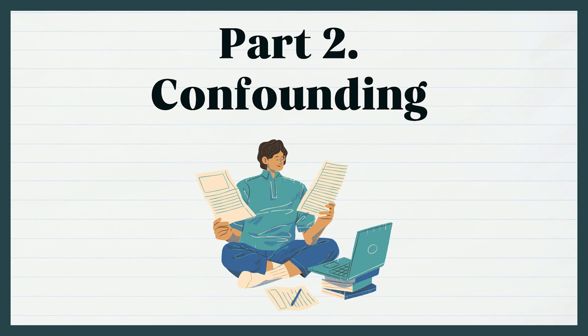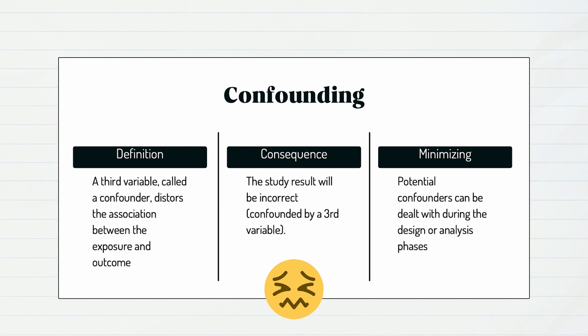The second type of error we'll discuss this week is confounding. Confounding happens when a third variable, called a confounder, distorts the association between the exposure and outcome. The consequence is that the study result will be incorrect. We say that it is confounded by a third variable.